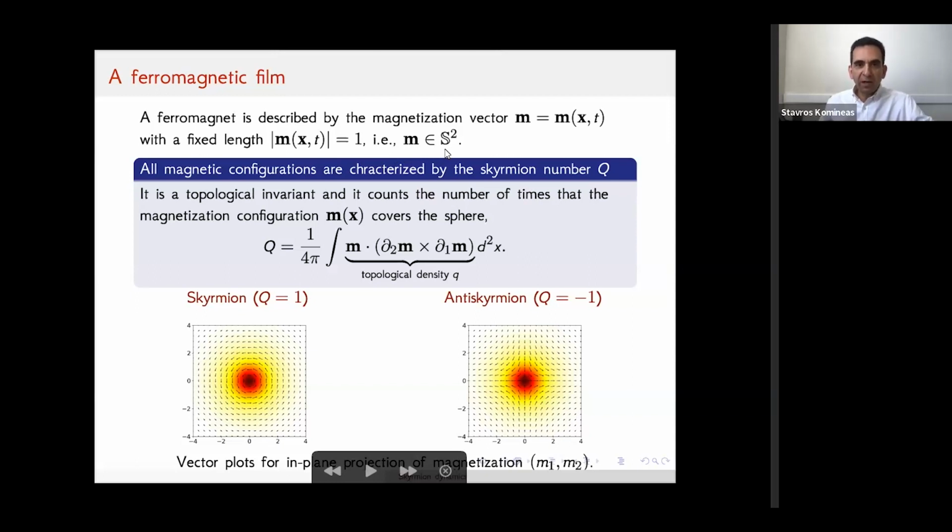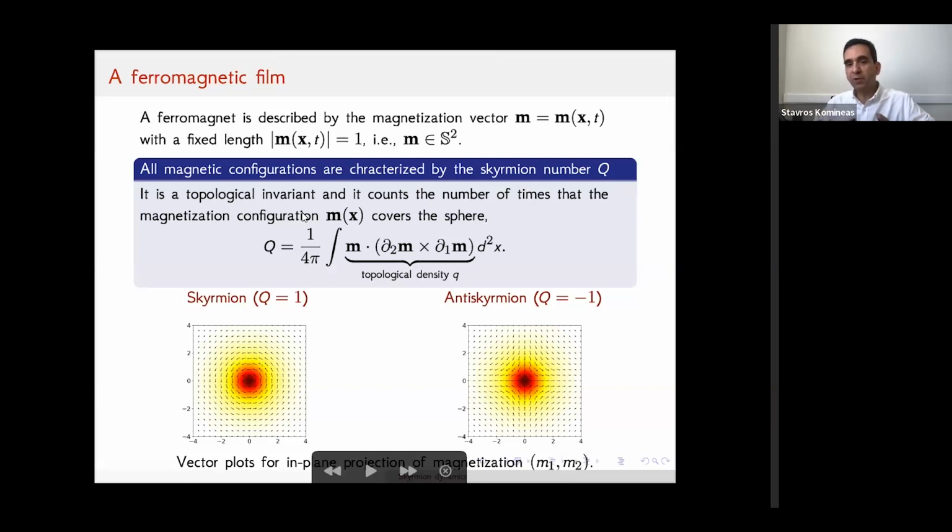Now, it is an impressive fact that just from this basic, obvious geometrical property, we can say a lot of things about magnetization configurations. For example, all magnetization configurations are characterized by a skyrmion number Q, which is actually a topological number, a topological invariant.